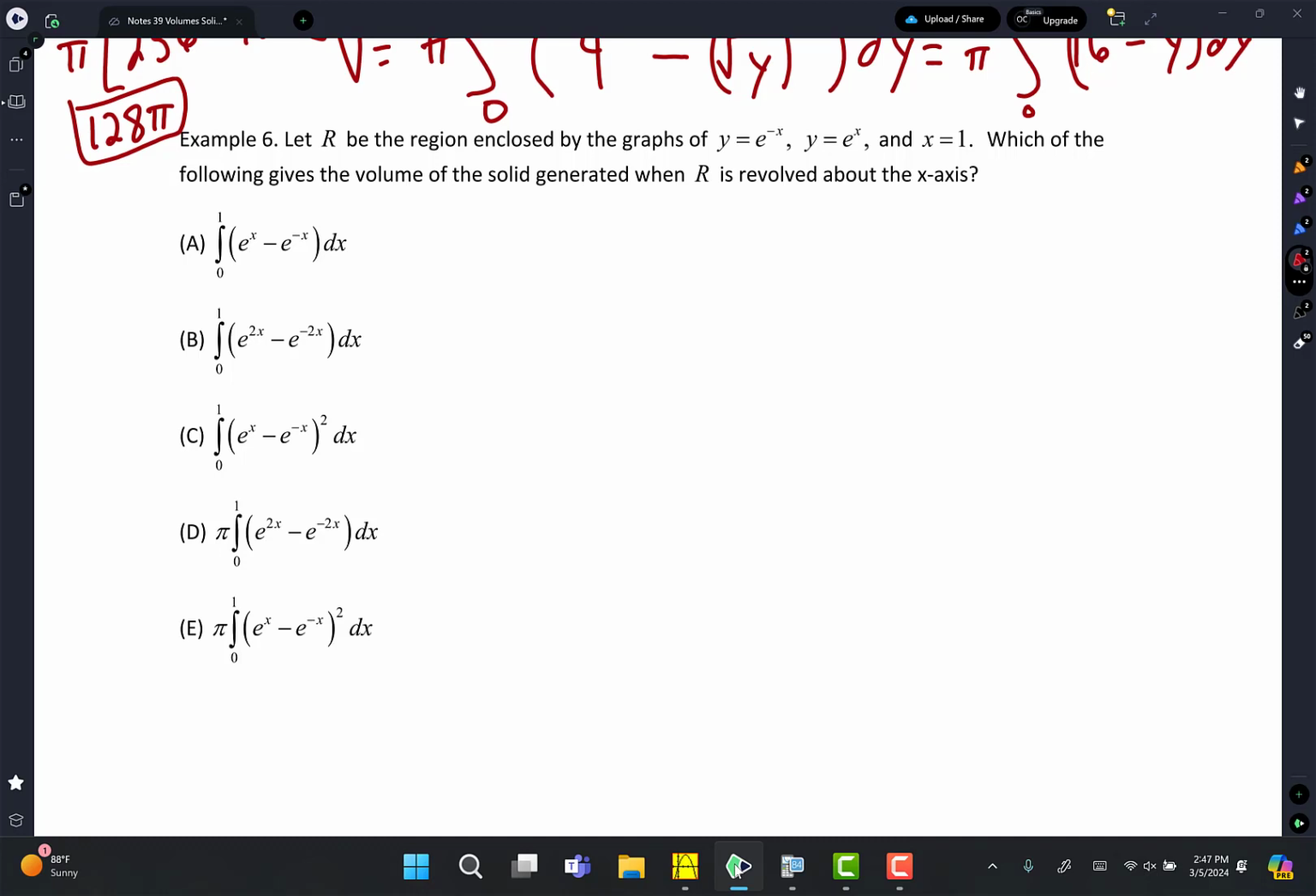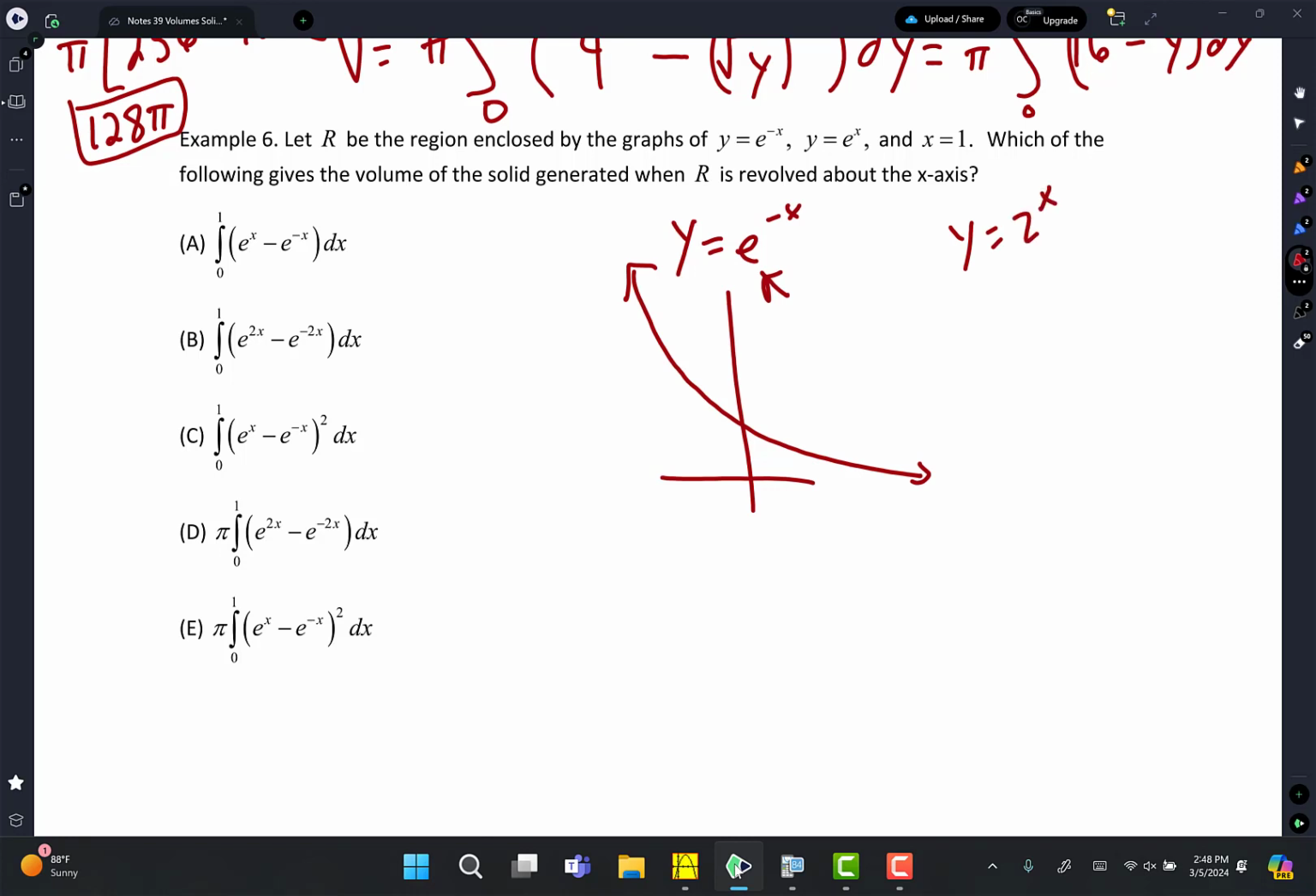Do you guys know how these functions look? E to the negative x looks like this. How can you figure it out? Remember, e is a number like 2.71. So whenever you raise it to a negative exponent, that changes things. Look, guys.